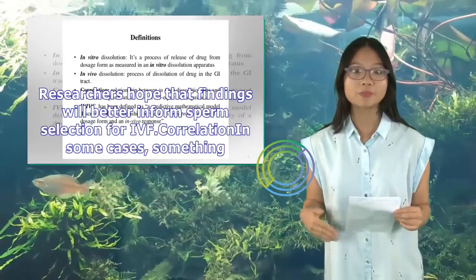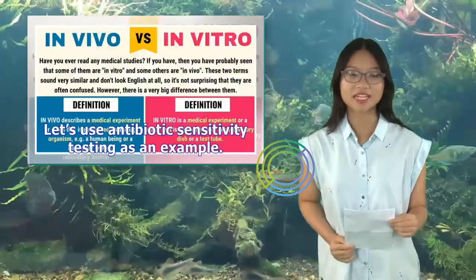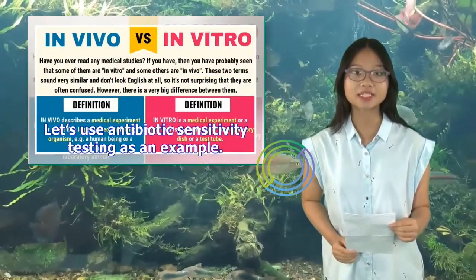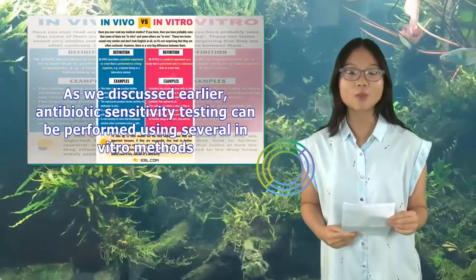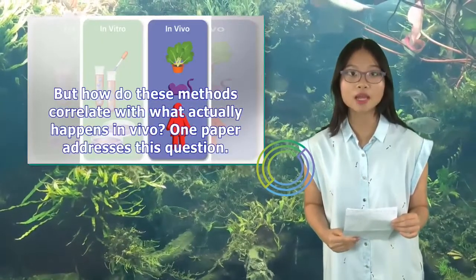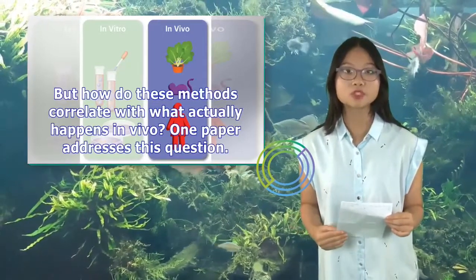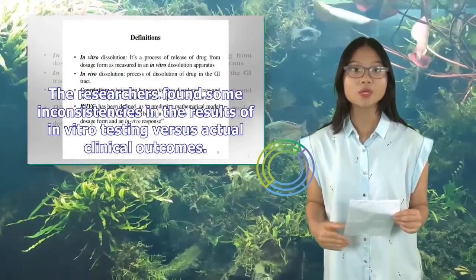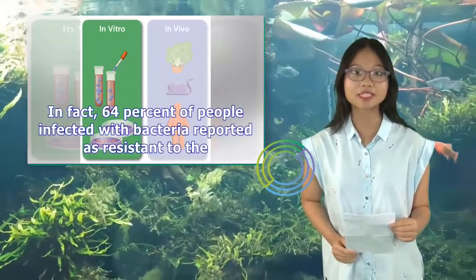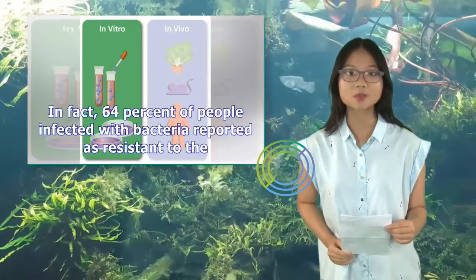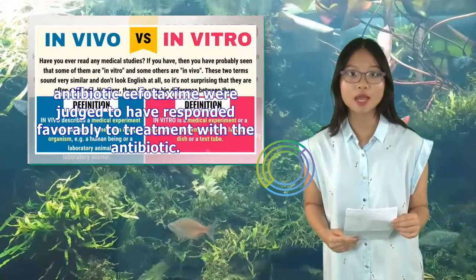Correlation. In some cases, something you observe in vitro may not correlate with what actually happens in vivo. Let's use antibiotic sensitivity testing as an example. As we discussed earlier, antibiotic sensitivity testing can be performed using several in vitro methods. But how do these methods correlate with what actually happens in vivo? One paper addresses this question. The researchers found some inconsistencies in the results of in vitro testing versus actual clinical outcomes. In fact, 64% of people infected with bacteria reported as resistant to the antibiotic cefotaxime were judged to have responded favorably to treatment with the antibiotic.